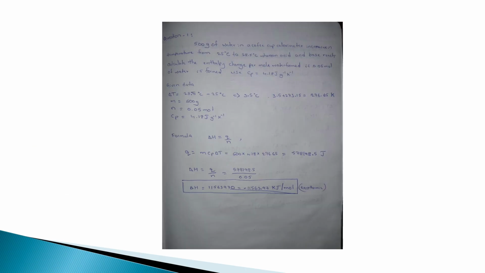Now we are going to see the problems on enthalpy. Problem number one is stated as: 500 grams of water in a coffee cup calorimeter increased in temperature from 25 degrees Celsius to 28.5 degrees Celsius, where an acid and base react. We have to calculate the change in enthalpy if 0.05 mole of water is formed. In the question, delta T is given, mass of the substance is given, and the number of moles formed during the reaction is given.